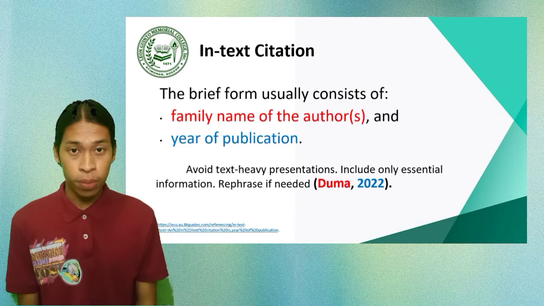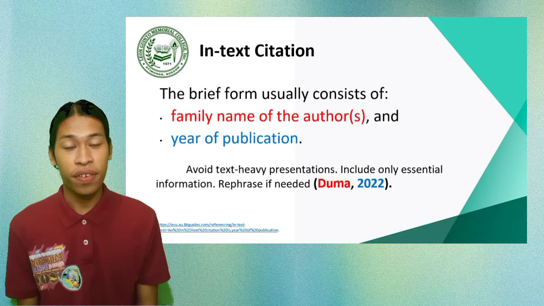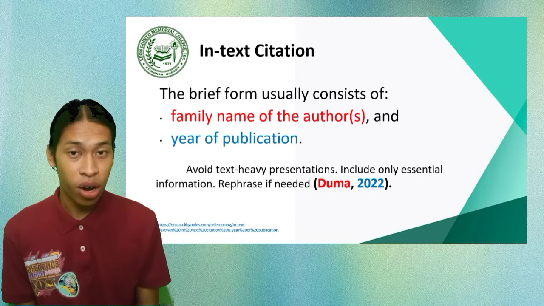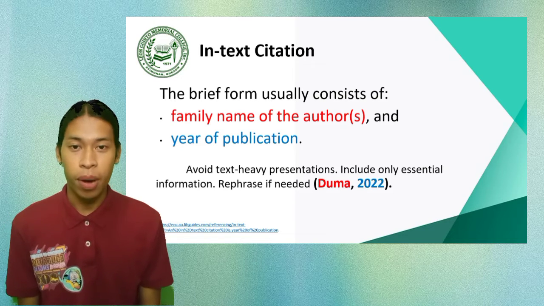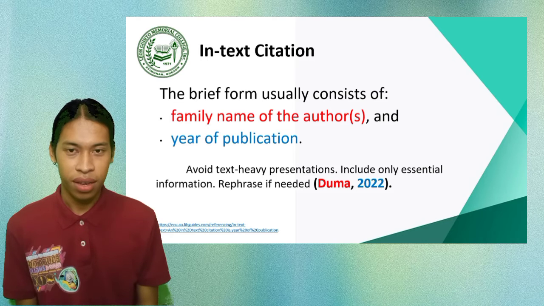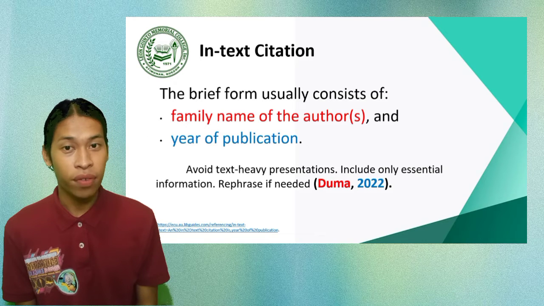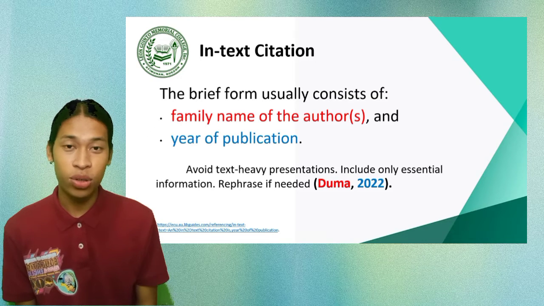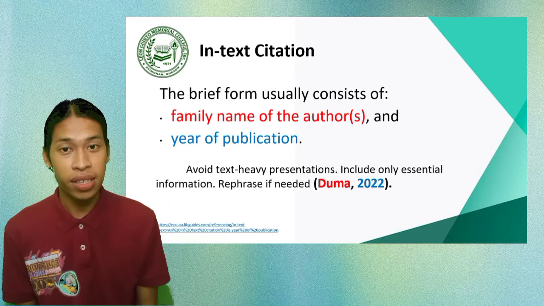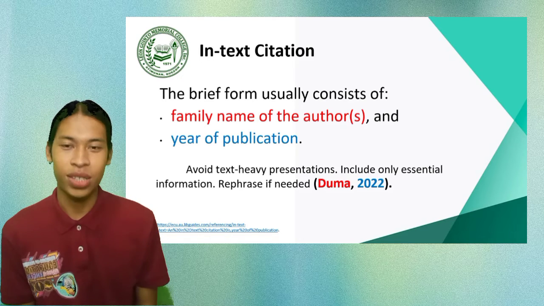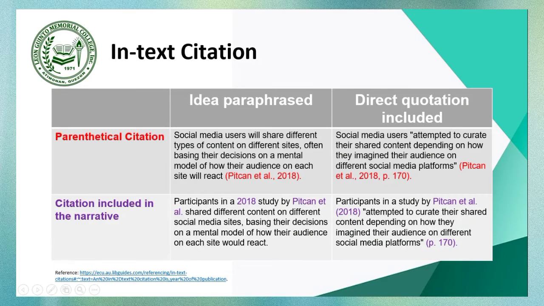So the brief form usually consists of the family name of the author and year of publication. So for example, we have: avoid heavy text presentation, include only essential information, rephrase if needed (Duma, 2022). In-text citations will look the same regardless of whether you're referencing a journal article, a report, or a video.